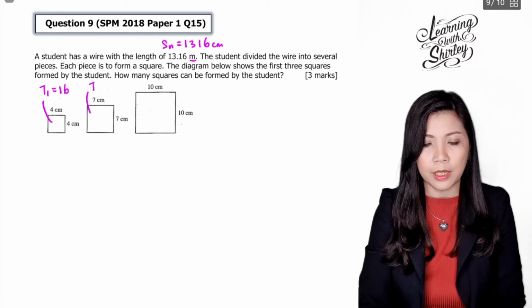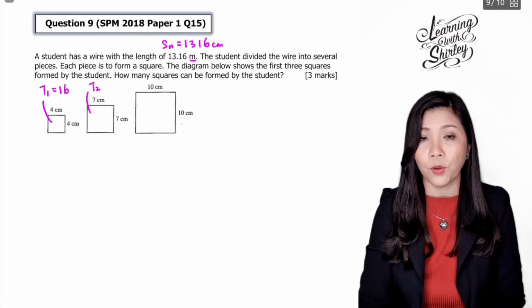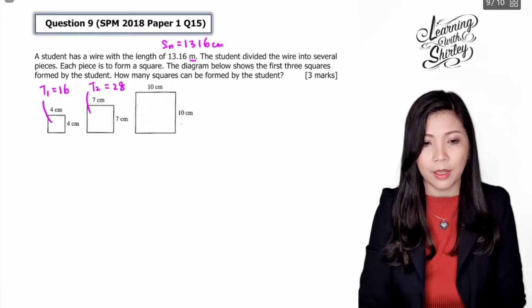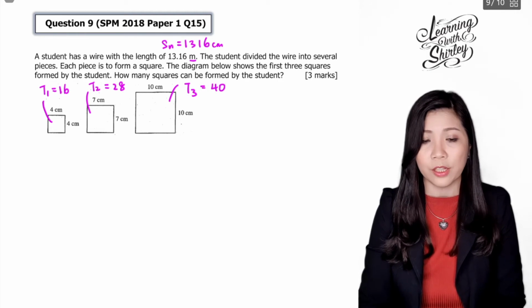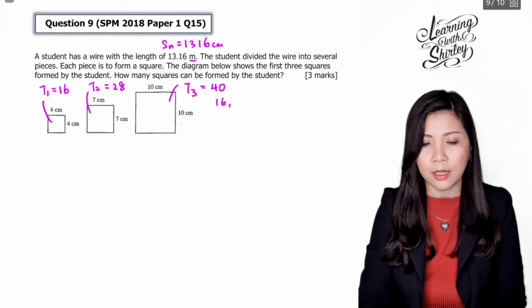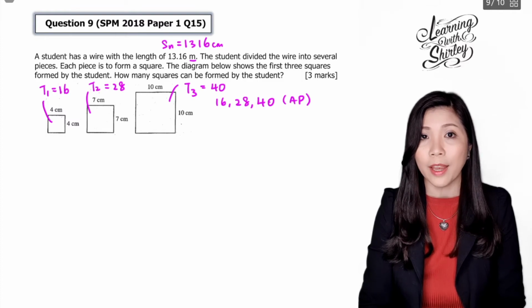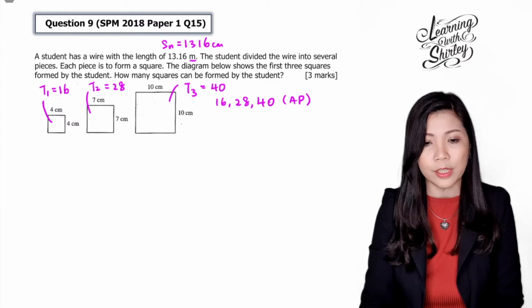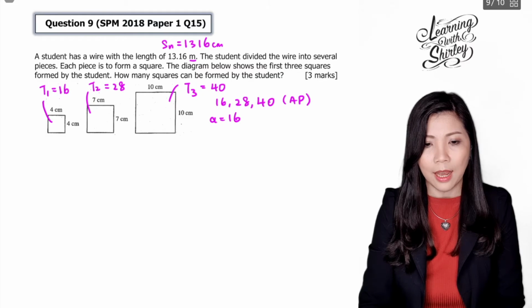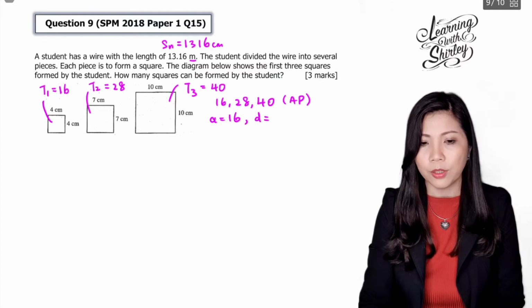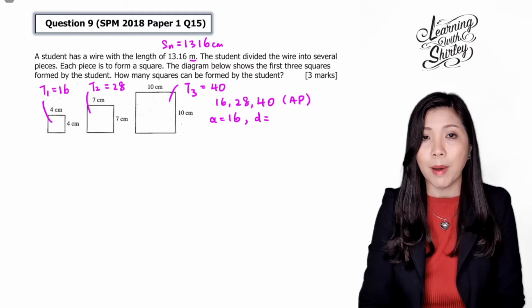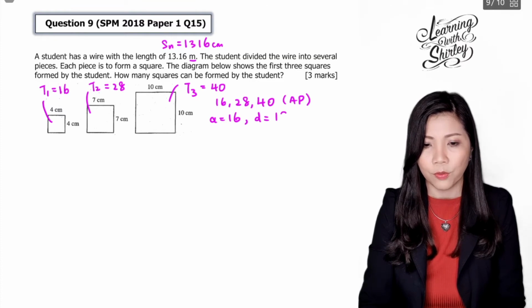And this will be T2. So 7 cm times 4 sides is 28. And for T3, 10 cm times 4 sides is 40. So now we have a progression, which is 16, 28, 40. And this is an AP. From here, we can get our first term and the common difference. So a is 16, and the common difference, d, I'm going to use T2 minus T1. So 28 minus 16 will get 12.